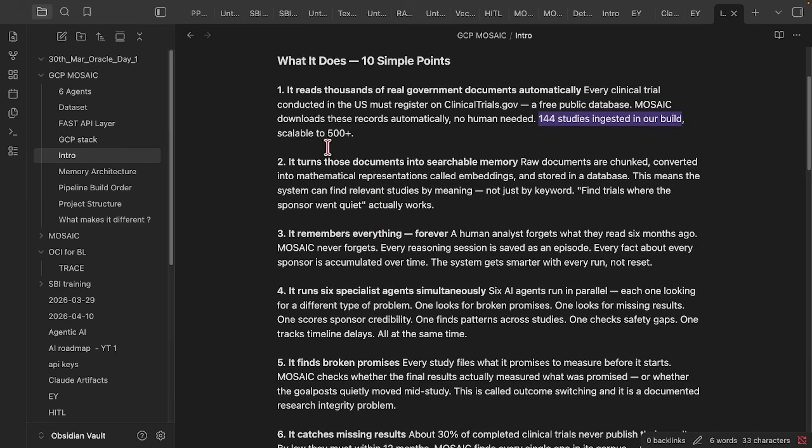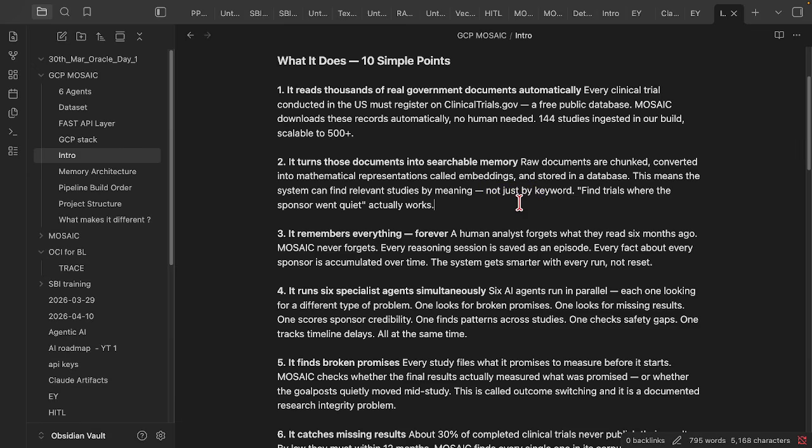Now we're going to take those documents and convert them into a searchable memory, which means our raw documents are going to get chunked. We know how standard chunking works. They are converted into mathematical representations, that is embeddings, and stored in the database. This means the system can find relevant studies by meaning and not just keyword.